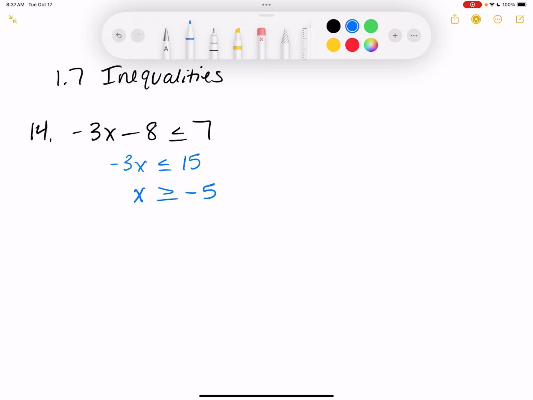So this is greater than or equal to, so that means that x is anything bigger than or equal to negative 5. So in interval notation, negative 5 to infinity. We include negative 5, and infinity, because it's not a set number, will always be a parentheses. If it was negative infinity to something, the negative infinity would also be a parentheses every time, because it's not something set.